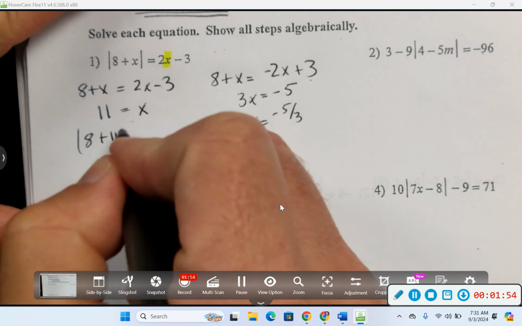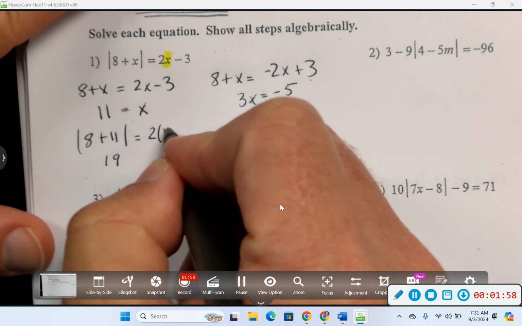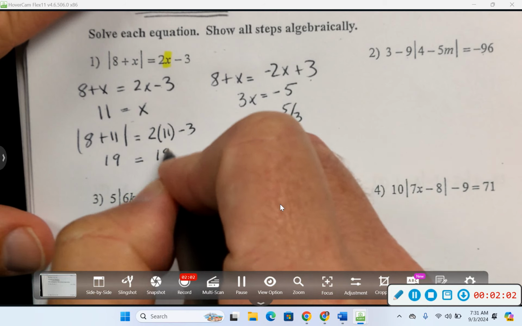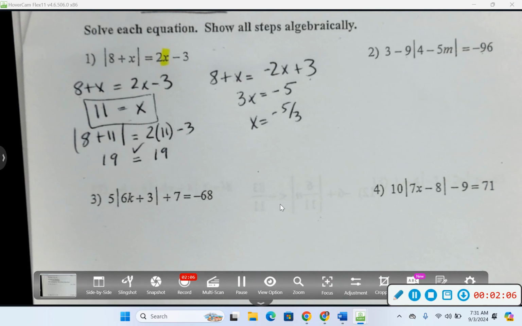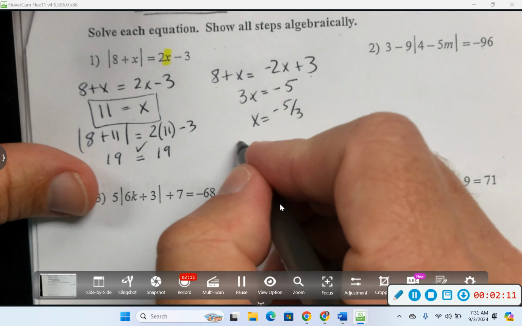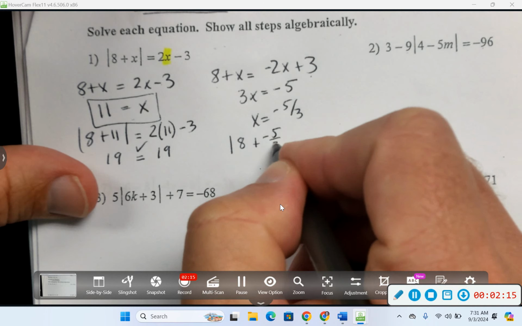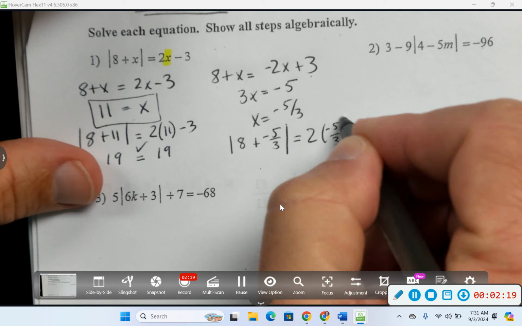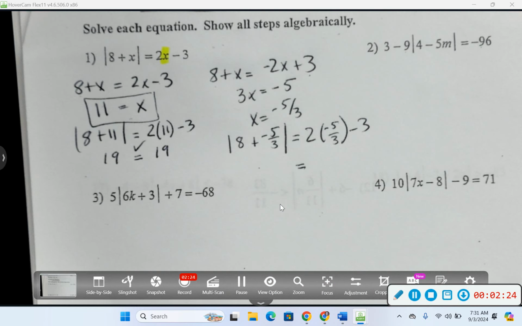8 plus 11, that would be 19. On the other side, 22 minus 3 is also 19. So we're good with 11. Negative 5/3. That's kind of annoying to check with the negatives and the fractions. But the thing that usually messes up is the negatives and the positives.